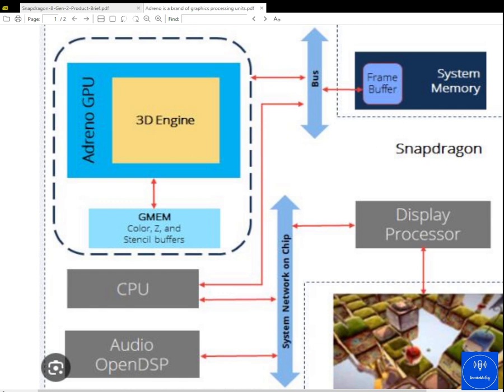Graphics processing unit. There is one that has been made by Qualcomm, and it is called Adreno graphics processing unit. The main purpose of a graphics processing unit is to process graphics, just like the name suggests.